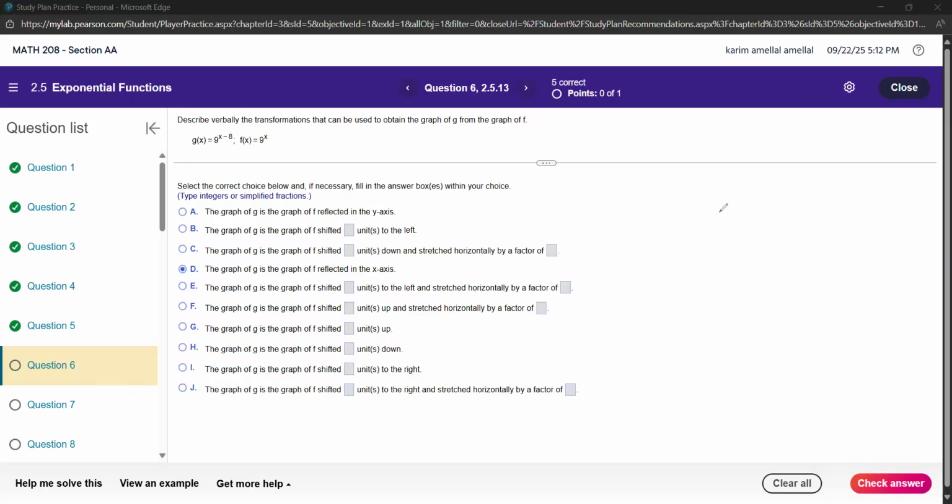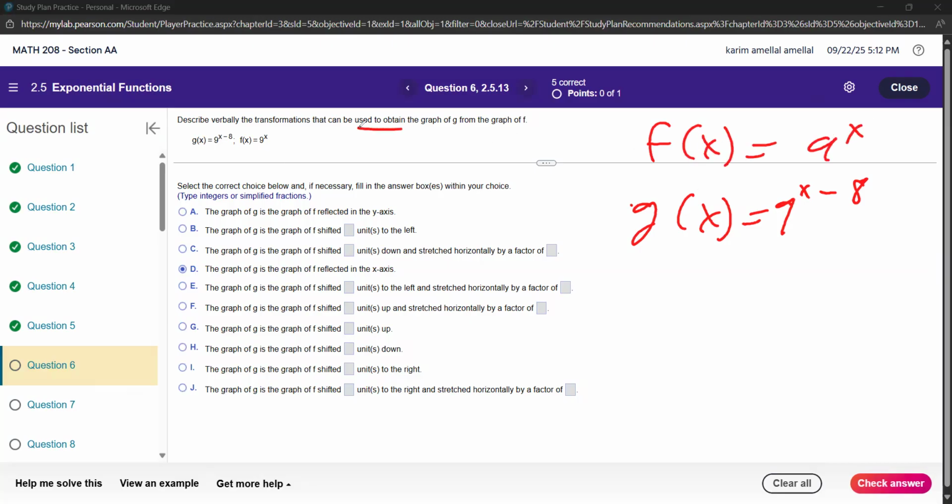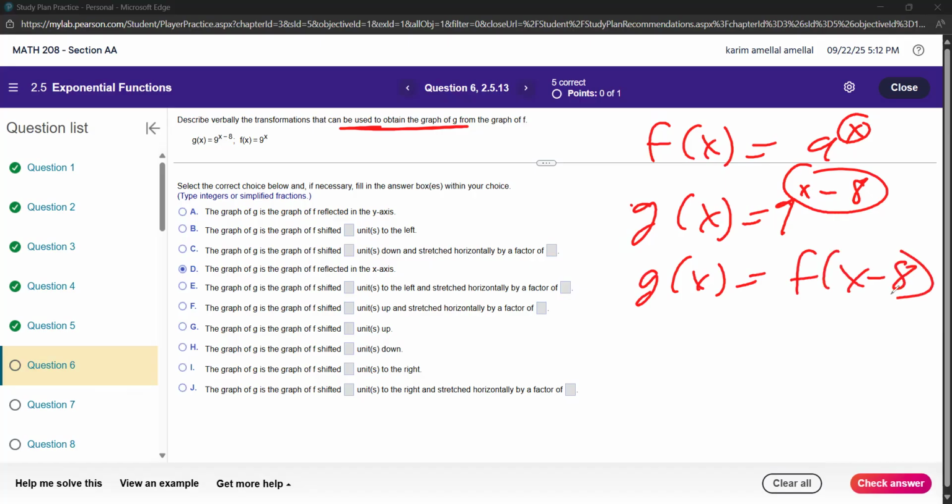Okay, so this is the first thing. Let's go back to the original question. The g of x was 9 power x minus 8, and it was obtained from f of x, which was 9 power x. So the main question here is how g of x was obtained from 9 power x. Here we have x and here we have x minus 8, so g of x represents f of x minus 8.